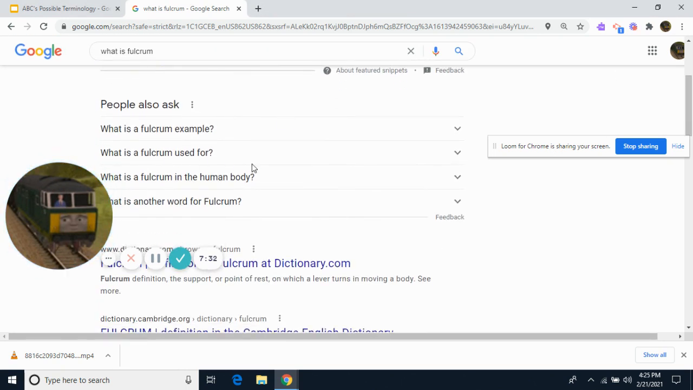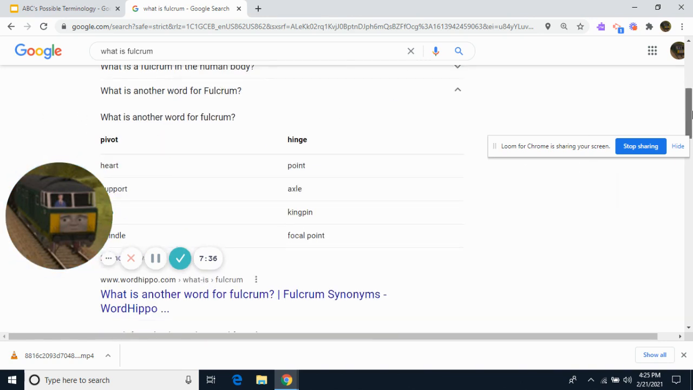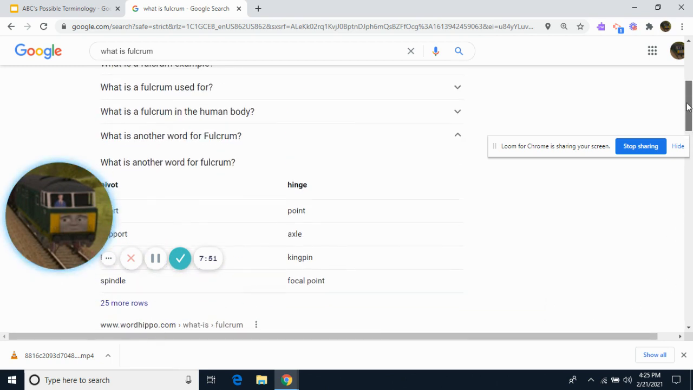All right, a few more questions about this. What is another word for fulcrum? Okay, so these are all of the words for fulcrum. Heart, support, hub, and spindle. Those are all pivots. And the hinge is actually point, axle, kingpin, and focal point.